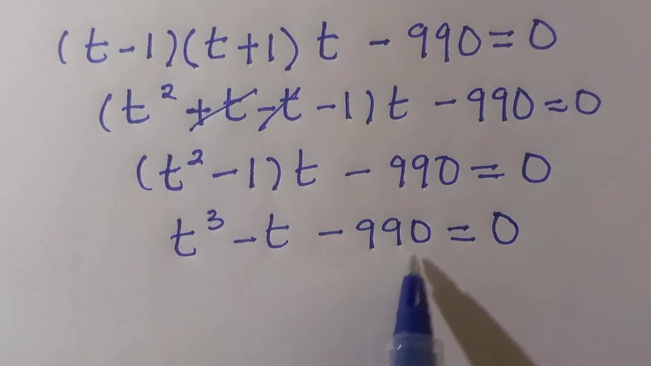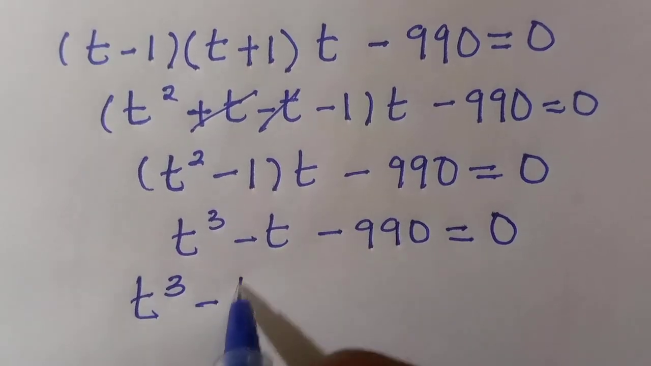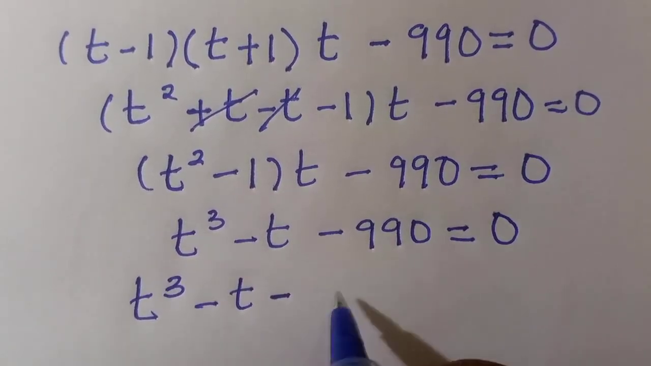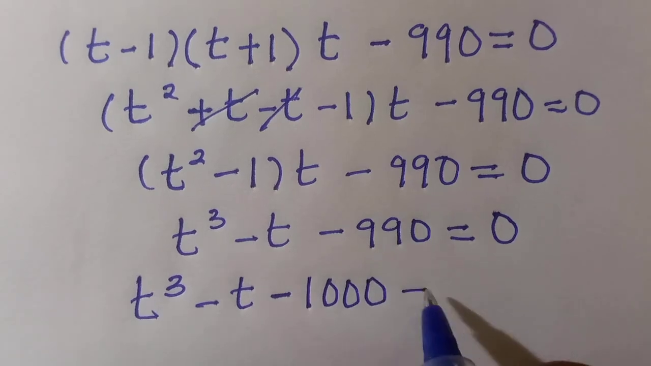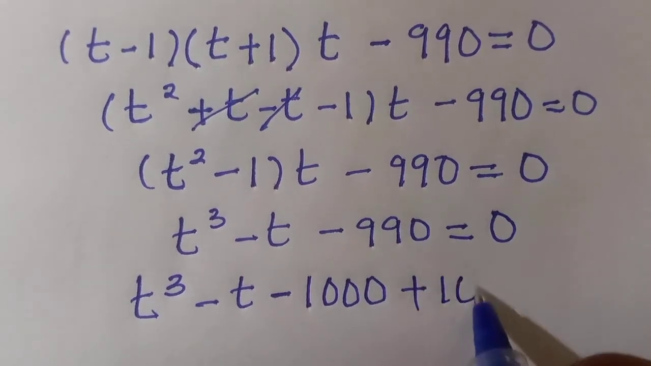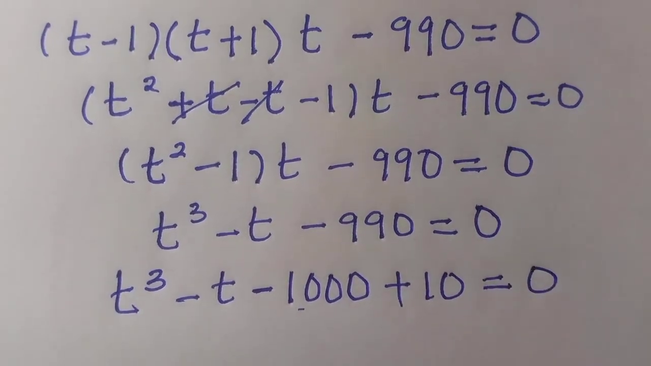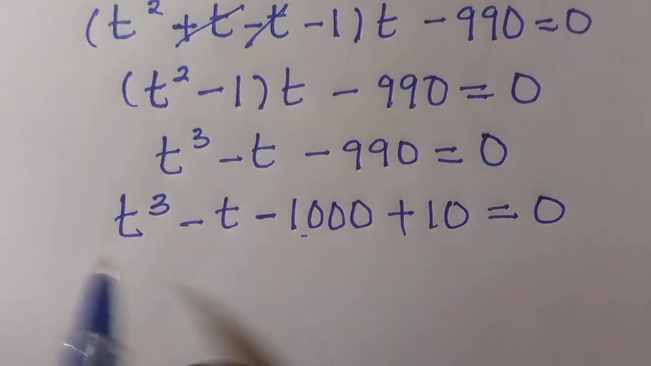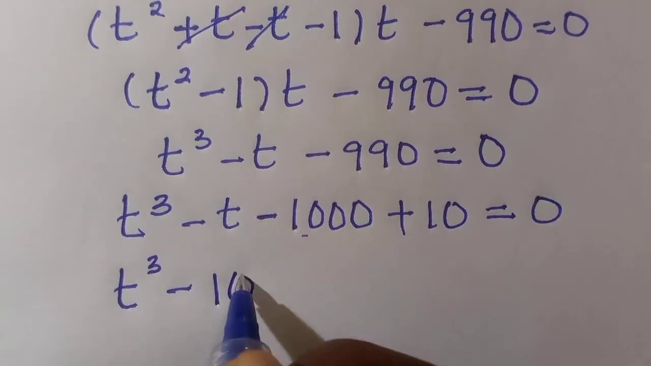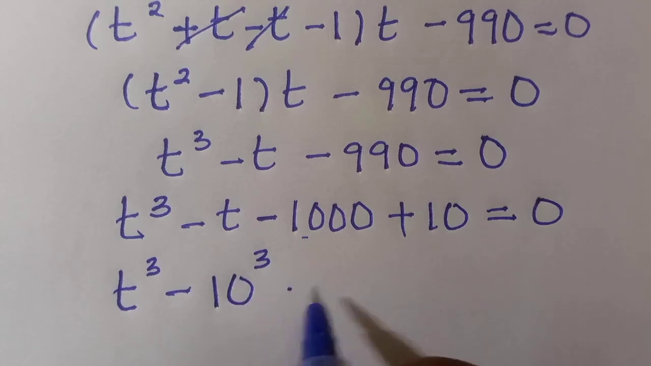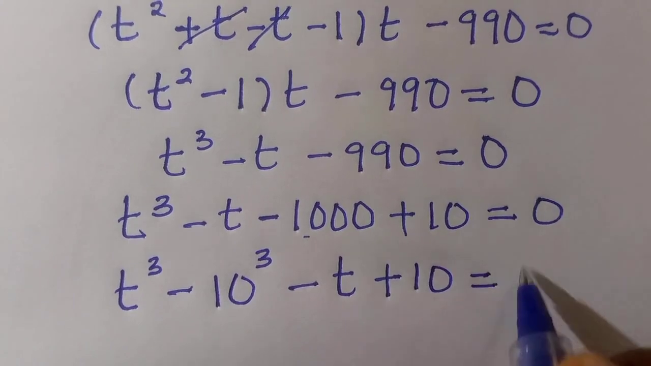Here we have this equation as a cubic equation. We are going to apply some manipulation method. Suppose we have T to the power of 3 minus T. So if I write this 990 as minus 1000 plus 10, this is still the same thing as 990, then everything equals 0. So let's do the grouping of the like terms. Here we have T to the power of 3 minus 10 to the power of 3. Both of them have power of 3. Then minus T plus 10 equals 0.